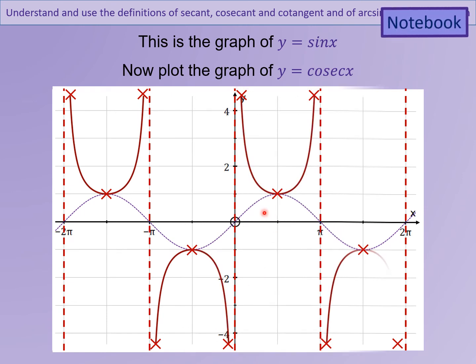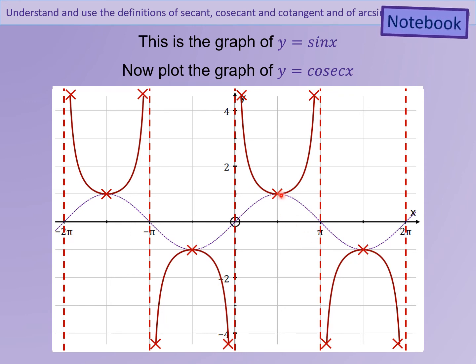And notice it doesn't matter how hard you try, the cosec graph, the 1 over sine graph, you're never going to get a value between 1 and minus 1. Doesn't matter how hard you try, it's never going to happen. You're never going to get a value between those two.